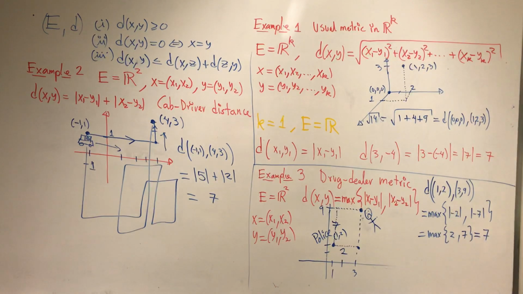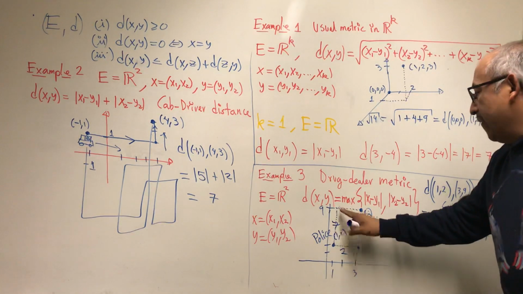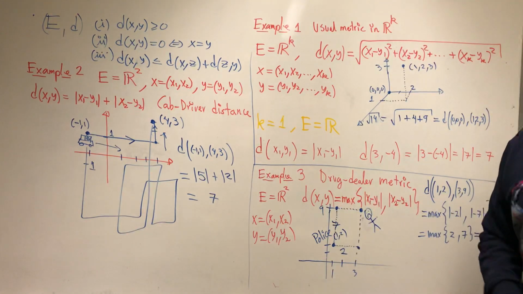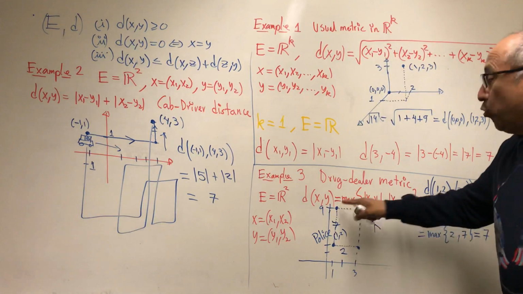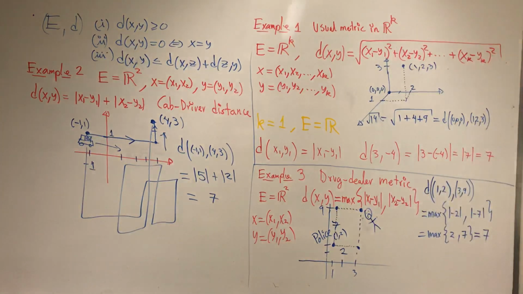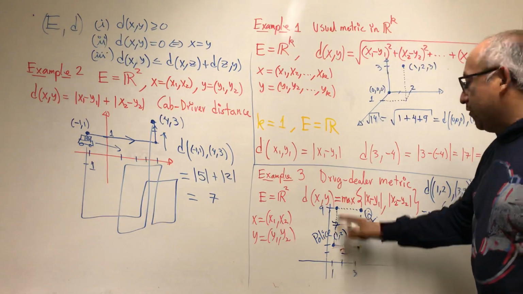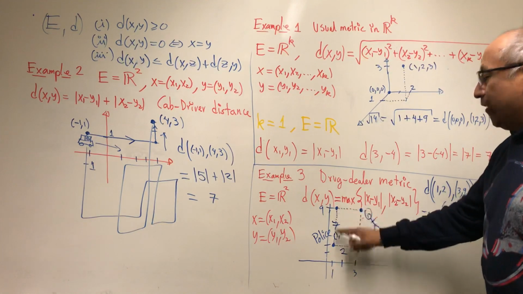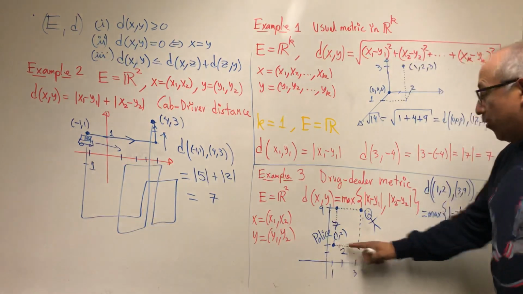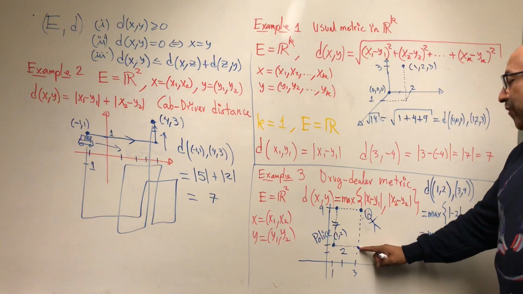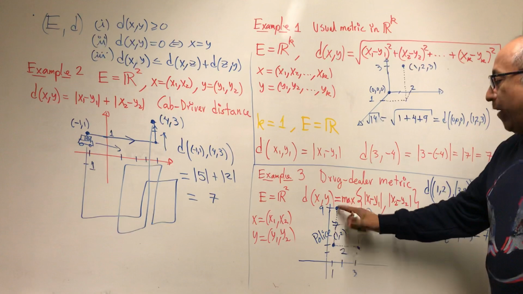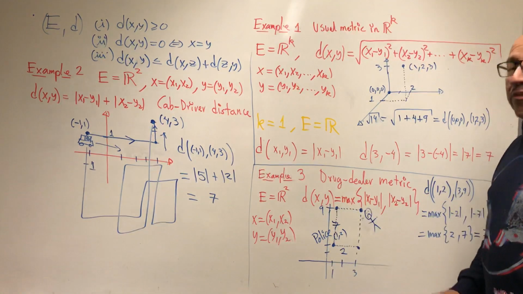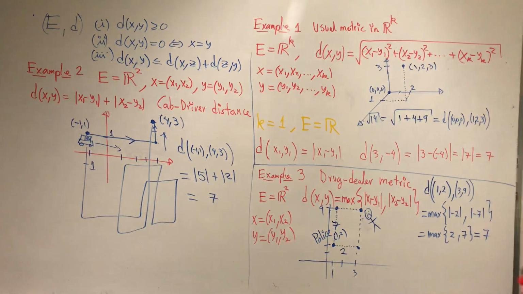If you walk this way, because you're going to be closer to the individual, at this point you are going to be able to identify the individual. This is how far you are from the individual in terms of recognizing. If you go this way, you cannot identify the individual. You need to walk this way. So that's how far you are in terms of identifying the individual. It's called the drug dealer metric, okay?